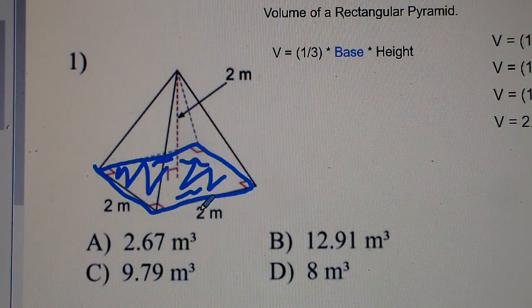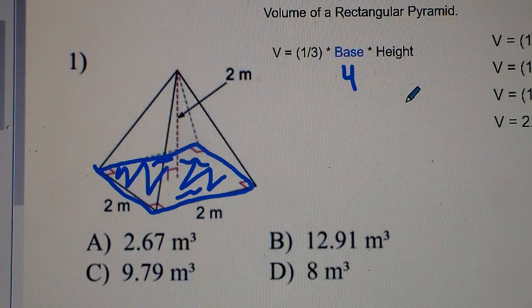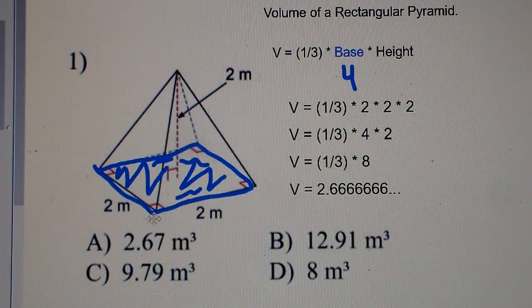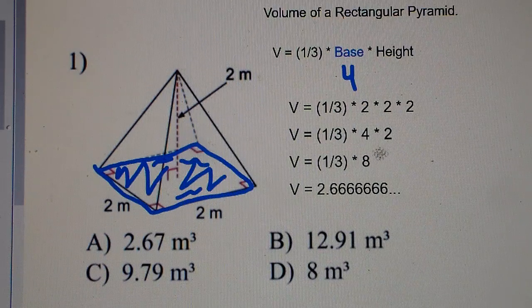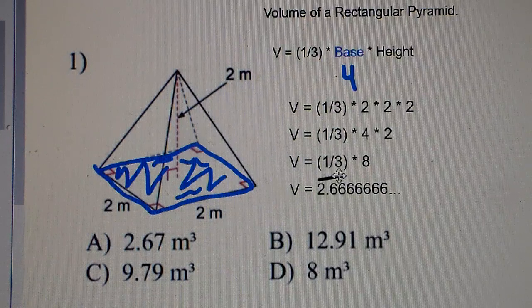So that base is 2 times 2, which is 4. So the base is 4 meters squared. When we do our work, I wrote out the 2 times 2. So volume is equal to 1/3 times 2 times 2 times the height of 2. We already know the base is 4, that's why I got that 4 there. So volume is 1/3 times 4 times 2. 4 times 2 is 8. 1/3 times 8 gets you 2.6 bar notation. And that's the volume of this pyramid.